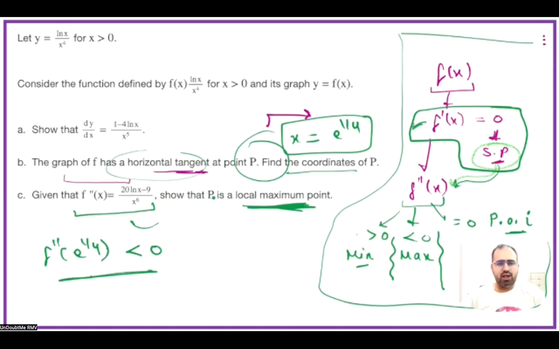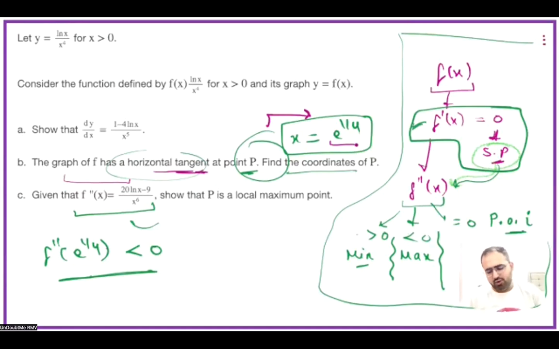So they are saying show that. Show that means when we put it, and if we get negative, it will be proved that this point P is a point of maximum. At the right, what I have written is the concept. Yeah, we get a negative value. Can we use calculator now? Yeah, you can. But I'll tell you till where we should actually solve.